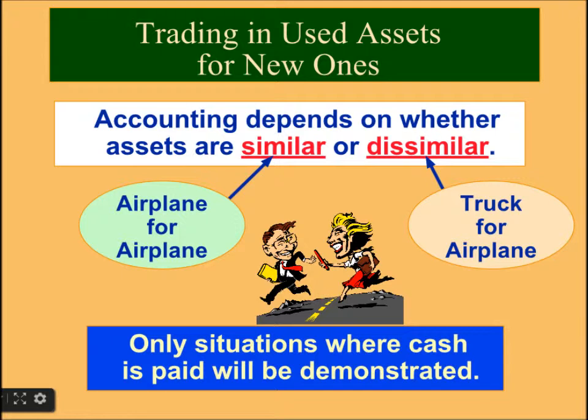Trading in used asset for new ones. Accounting depends on whether assets are similar or dissimilar. Similar means we trade an old airplane with a new airplane, and dissimilar means a truck for an airplane. Only the situation where cash is paid will be demonstrated.